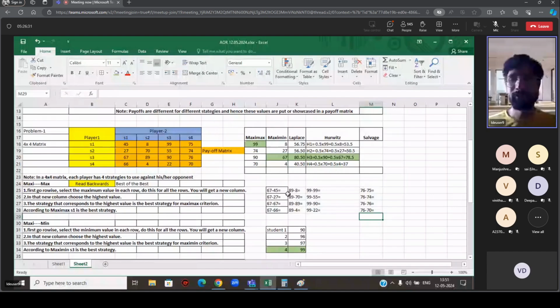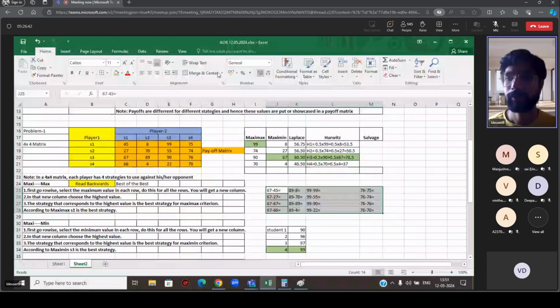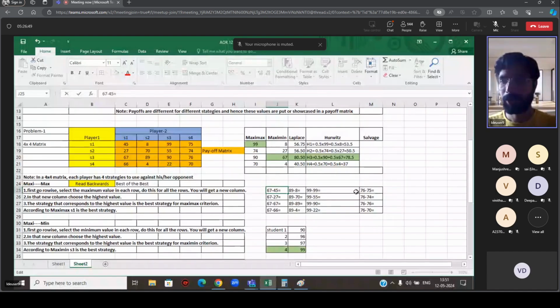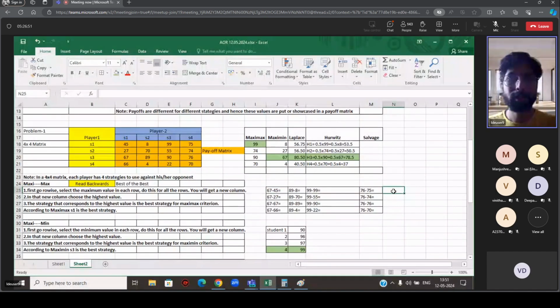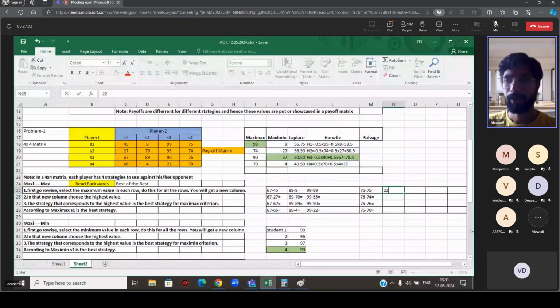Got it. Give me the values for this. 22. 40. Okay, I'll put it here. 1, 2, 3, 4. Give me the values. 22, 40, 0, 1. Okay.